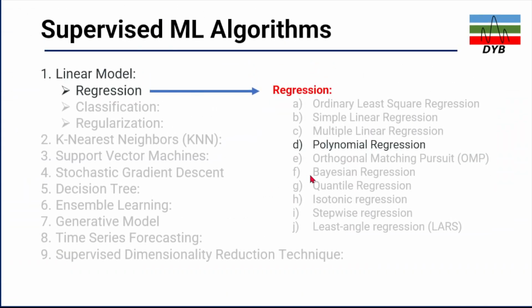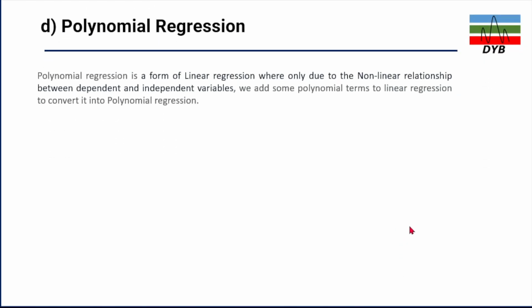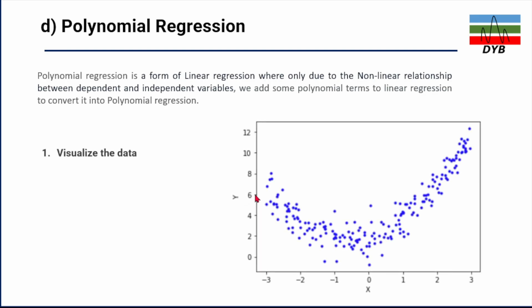So let's look at the fourth type of regression analysis, which is called polynomial regression. Polynomial regression is a form of linear regression used when there is a non-linear relationship between the dependent and independent variables. We add some polynomial terms to the linear regression to convert it into polynomial regression. So it is normally simple linear regression, but we add some terms. There are some steps.